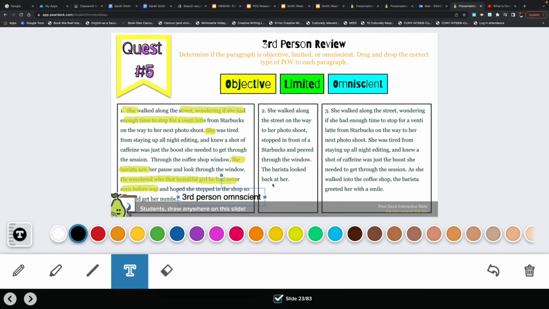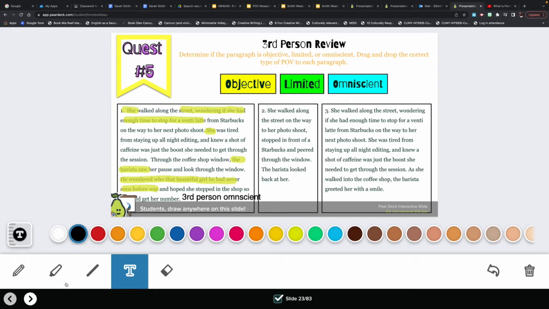Ta-da! Okay, so go ahead and read 2 and 3 and figure out, is this third person limited or third person objective? Because that's all we have left. By the way, objective means that you only get characters' actions. You don't actually get any of their inner thoughts and feelings. And limited is an outside narrator telling the story, but you only know one character's inner thoughts and feelings.